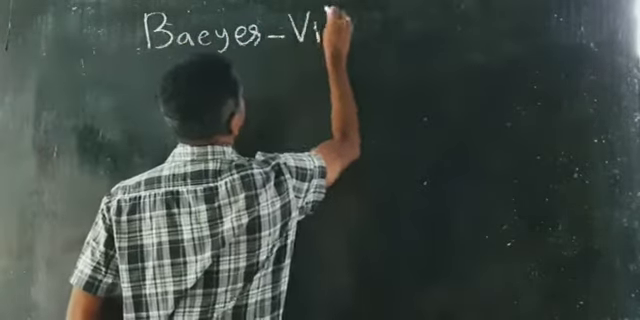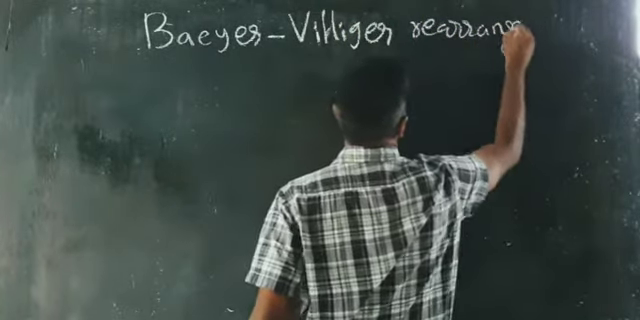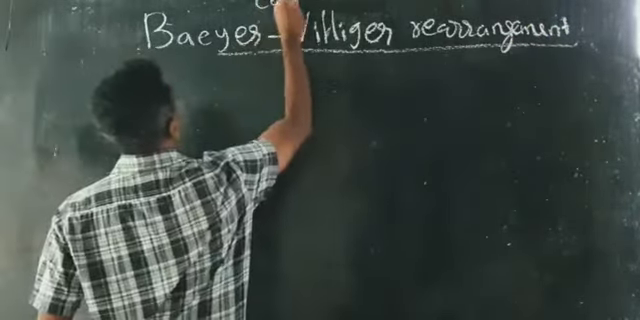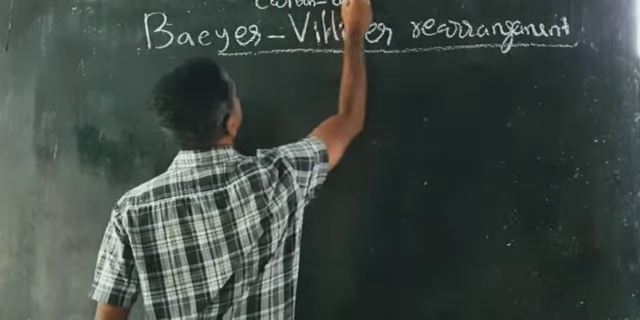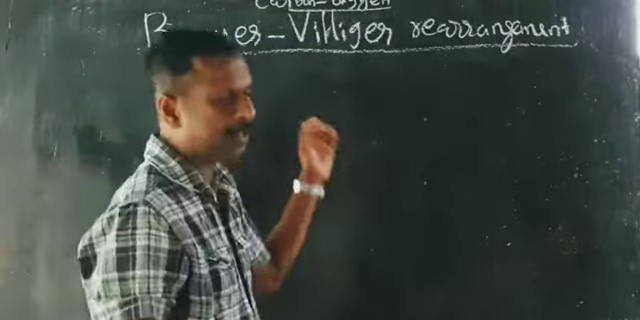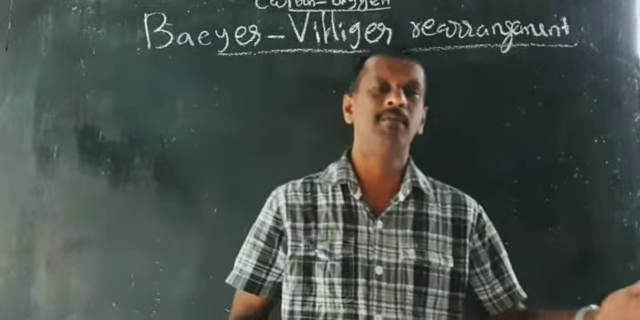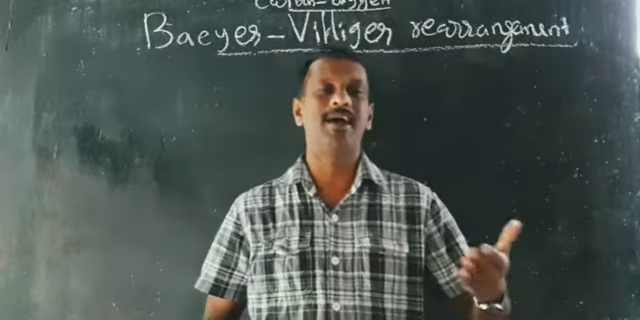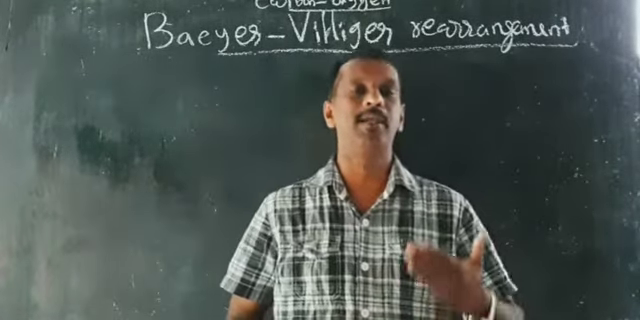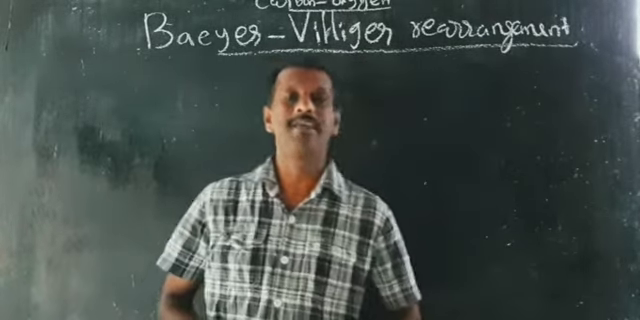Baeyer Villiger rearrangement. Keep it in mind, Baeyer Villiger rearrangement is coming under carbon to oxygen migration. This rearrangement is important for the preparation of esters which cannot be prepared by the normal esterification method. So by this rearrangement we can prepare different types of esters. So let us go through Baeyer Villiger rearrangement.